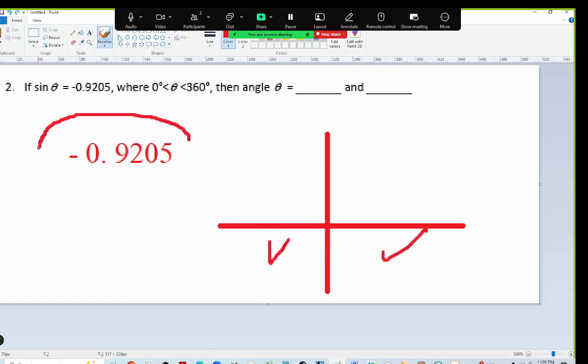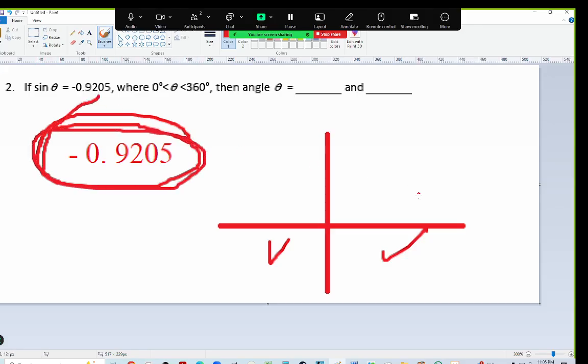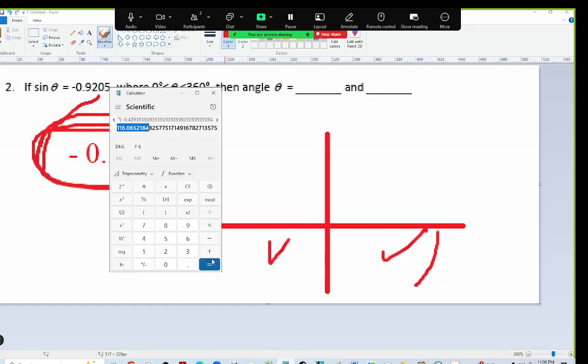So now I just need to reverse arc sine my calculator to get the angle. But remember, it's going to give you the answer that's closest to this bar, which is that one. It's going to give us a negative angle answer. So I'd pull out my calculator. I put my 0.9205. I'd make sure it's negative, and I hit arc sine.